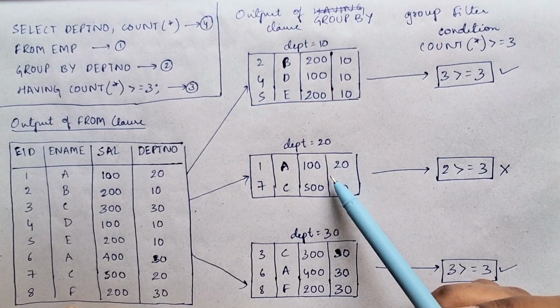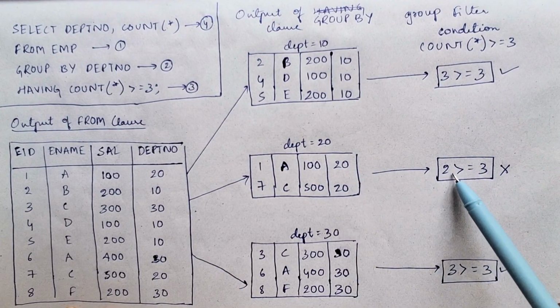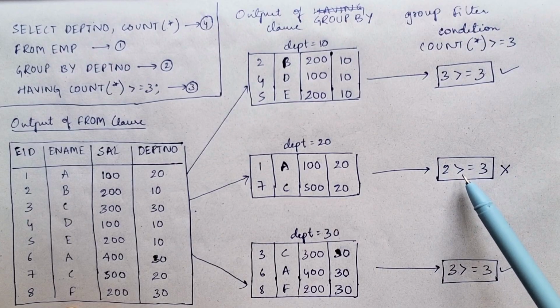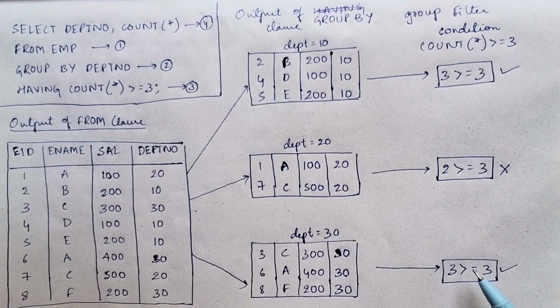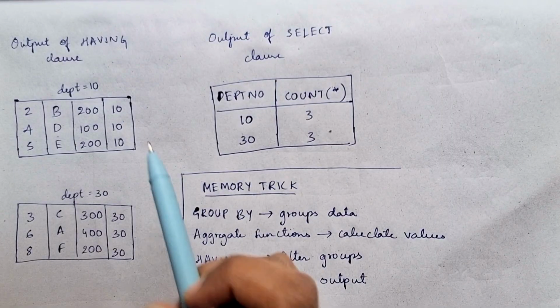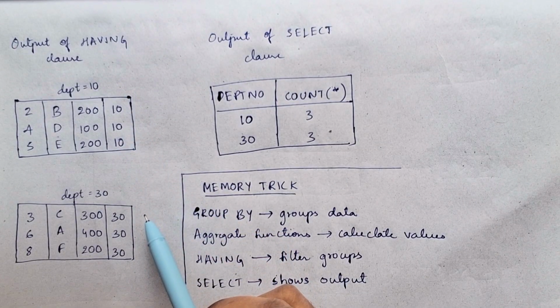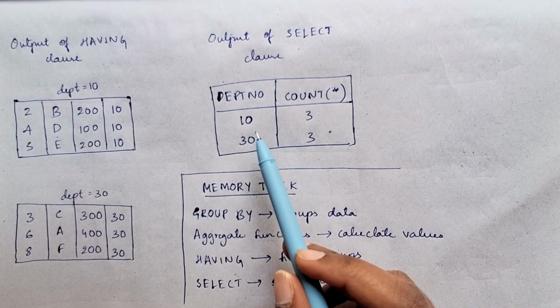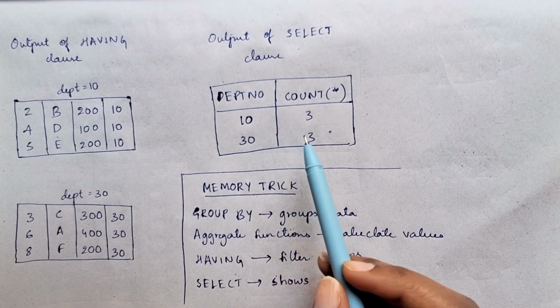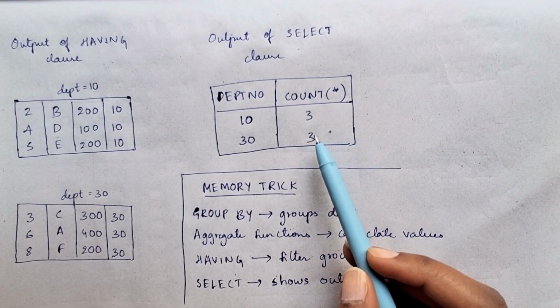For department 20, the count is 2. 2 is not equal to or greater than 3. So the condition fails and this group is removed. For department 30, the count is 3. 3 is greater than or equal to 3. That condition is satisfied and this group is also selected. So only department 10 and 30 are selected. Finally, SQL executes the select clause. Only the department that satisfy the having condition are displayed along with its number of employees.